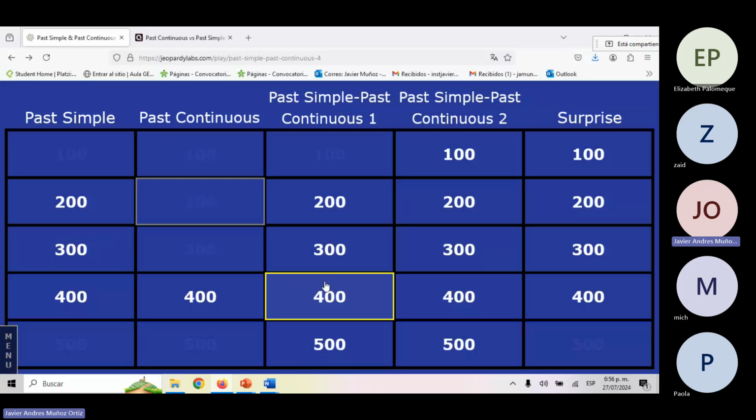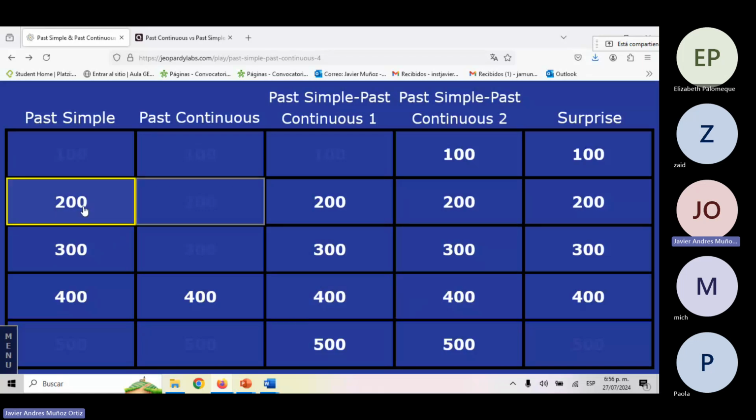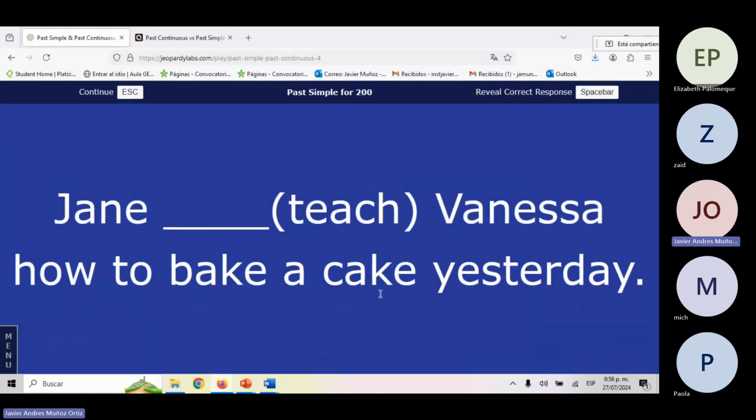Okay, 200 past simple. That's what I understood. Jane, Vanessa, how to bake a cake yesterday. Irregular verb. Jane, Vanessa, how to bake a cake yesterday.